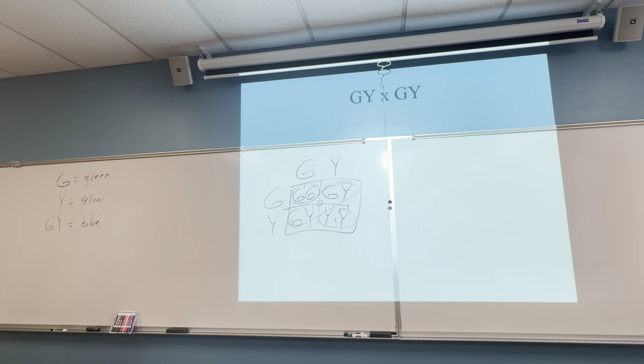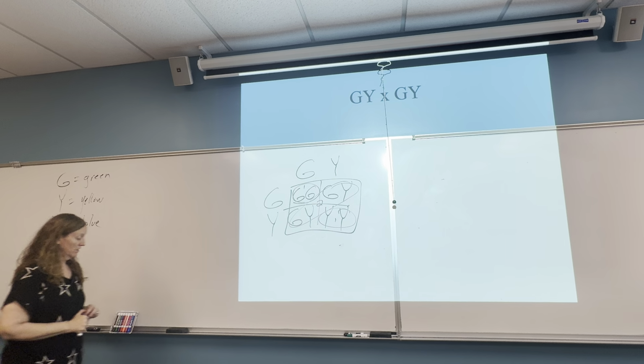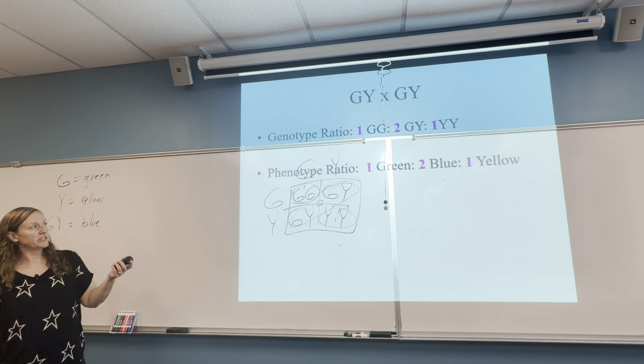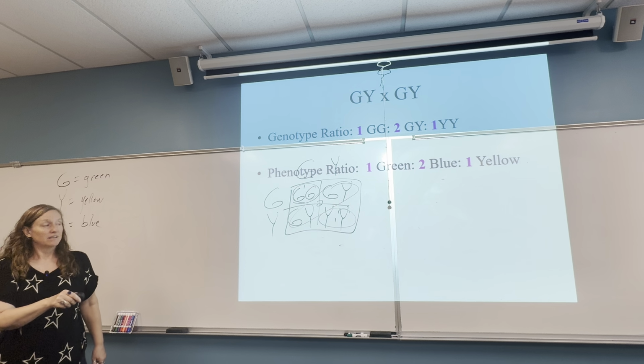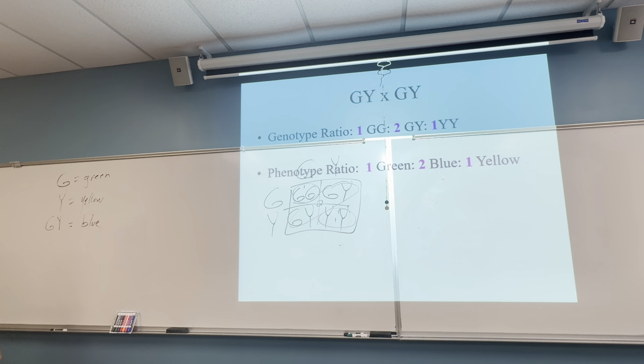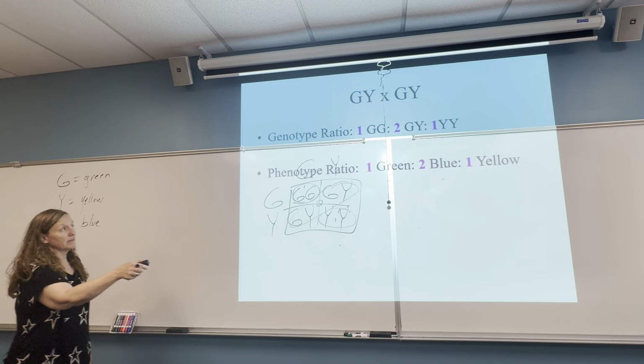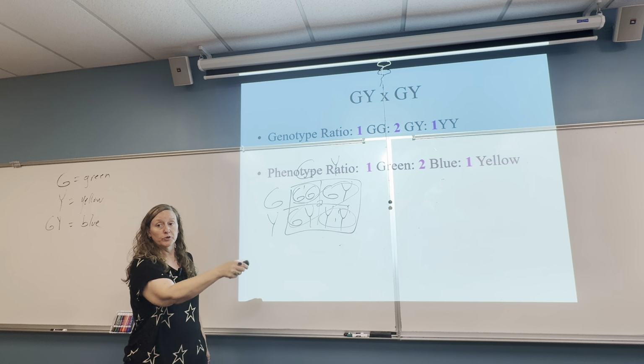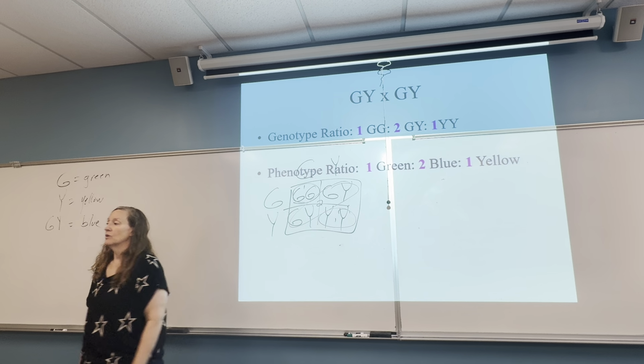So you see that what you end up with is 1 GG in this top left box, 2 GYs, and 1 YY. And then when we translate those into our phenotypes, the GG will be green, GY will be blue, and YY will be yellow. So we end up with a 1 to 2 to 1 ratio on each.